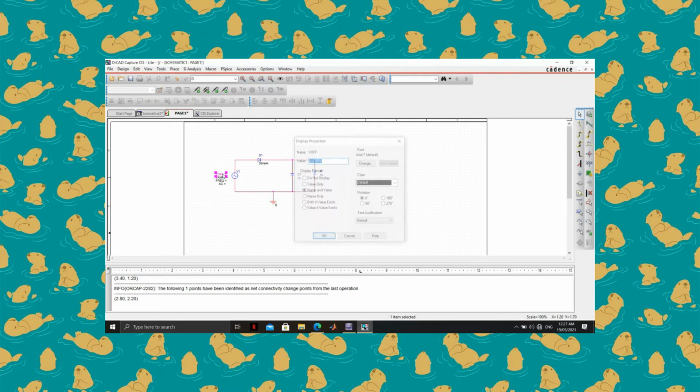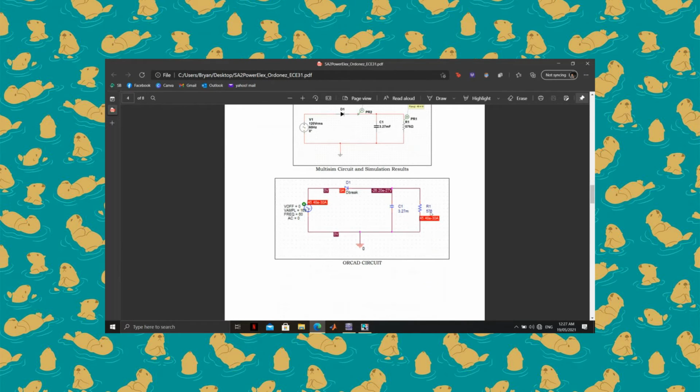Now change the VOFF to 0. The amplitude should be 169.7, since it is 120 times the square root of 2. Next, frequency 60 Hz, AC change to 0. The diode should be on Dbreak, and the capacitance should be 3.27 milli. Then our resistance should be 576 ohms. There. Check: 3.27 and 576, 0, 169.7, 60.